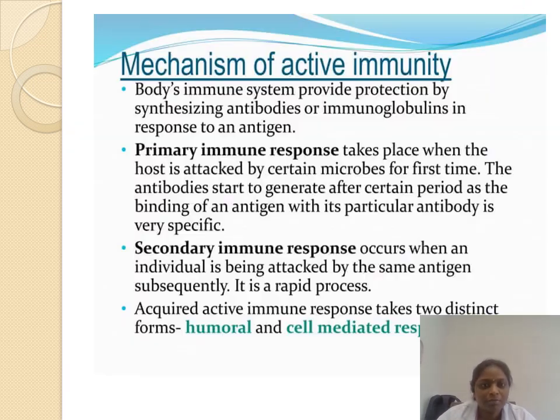Now, what are the primary immune response and the secondary immune response? The primary immune response takes place when the host is attacked by a certain microbe for the first time. Whereas when the same microbe attacks for the second time, it is known as the secondary immune response. And there are two forms, humoral and cell mediated.